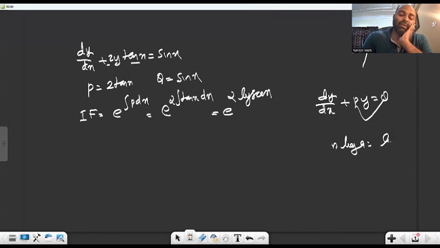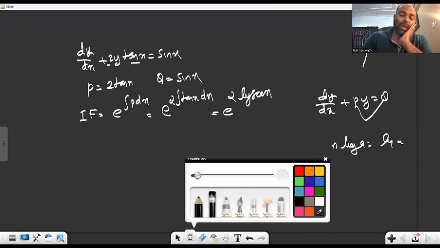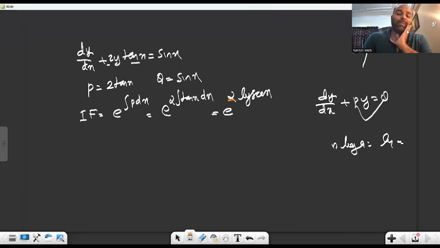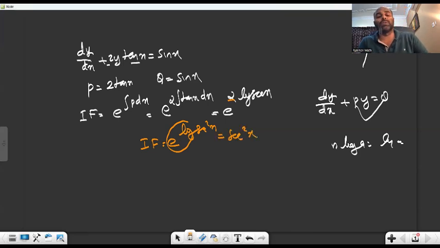After that, we have a log result: n log a equals log a to the n. So this 2 will come as a power, and the integrating factor becomes e raised to log sec square x. Now e and log get cancelled. So the integrating factor is sec square x. Please write up to your integrating factor. We got sec square x.